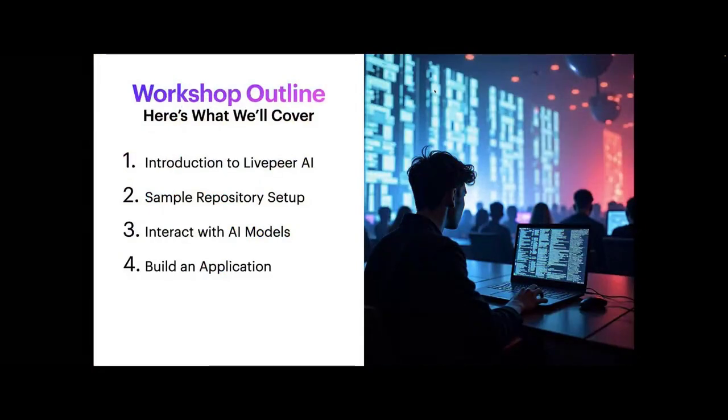So here's an outline of what we will cover today. I've broken it down into 4 sections. First, I'm going to introduce you to LivePeer AI, give you some examples of what it's capable of. Then we'll transition into setting up the sample repository. This is a very lightweight, very simple example of how to actually start interacting with LivePeer AI. And then step 3, actually interacting with the AI models. And then step 4 is build an application. And I've got some more examples for you there.